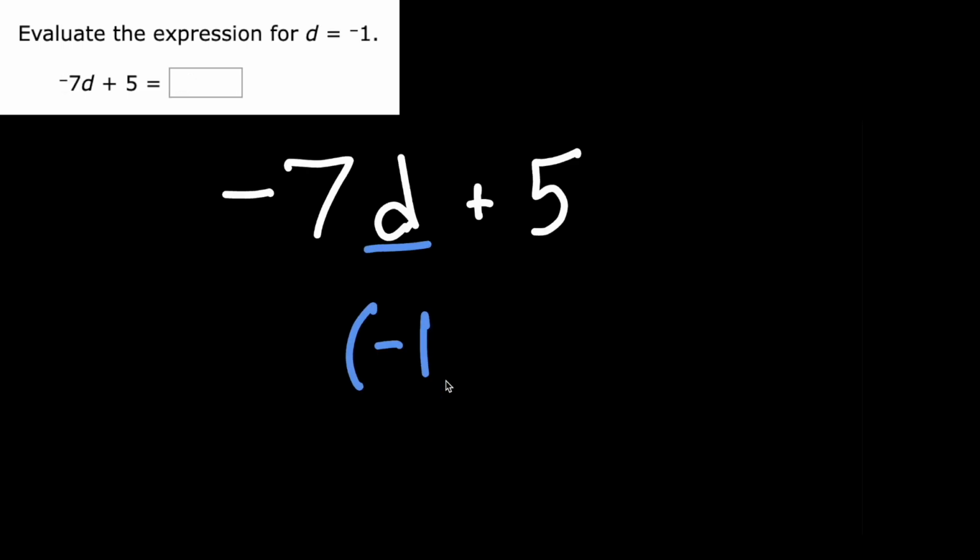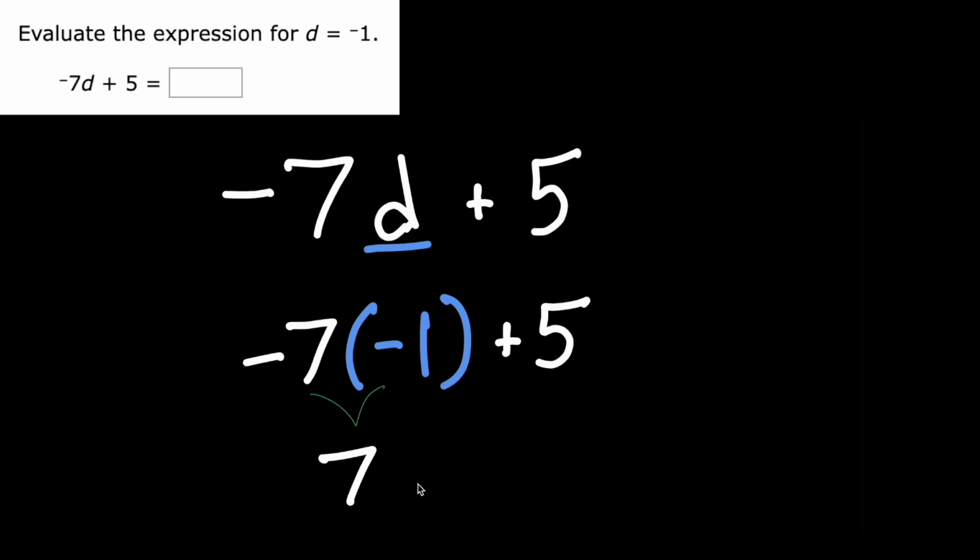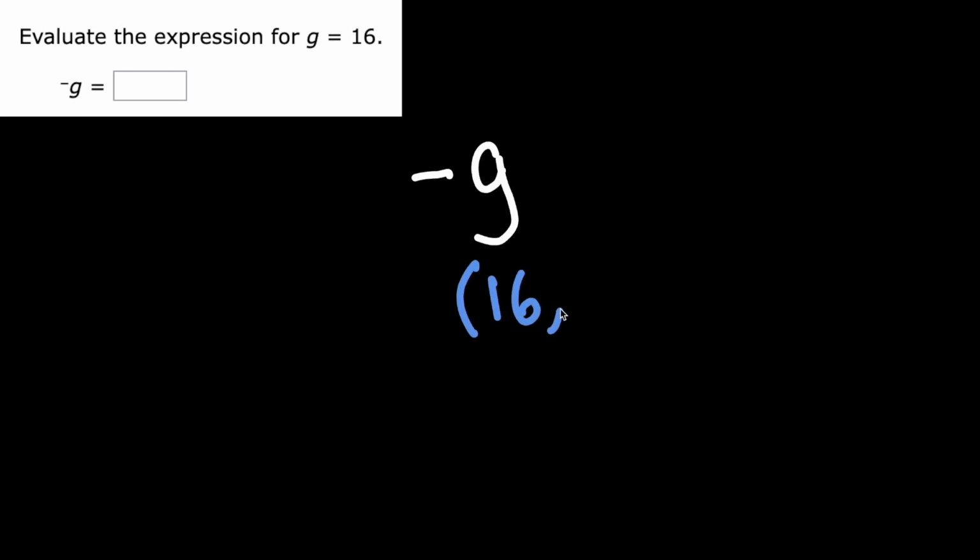Next we have to substitute -1 for d. So we start by multiplying -7 times -1 to get +7. Then we just add 7 plus 5 to get 12. Next we have to substitute 16 for g, and since there's only a negative sign before the g, our answer is -16.